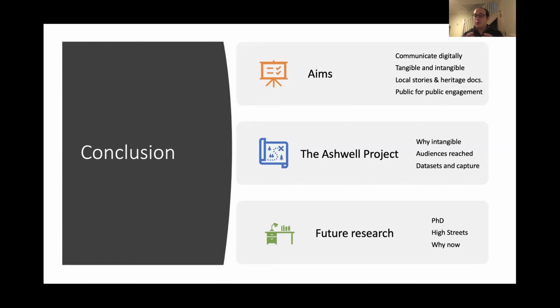For my case study, I showed why intangible heritage datasets were included, how these can provide new research channels which aren't explored already, but also a range of audiences that can be reached who you may not originally think of from the digital divide, but also the types of datasets and capture techniques that you can use to make sure it's as rich as possible. Lastly, for my future research, how my PhD, which is primarily focused on the high streets, can combine these technologies to lead to great results, and why it is particularly important now, as we all want to hang out on the high street.